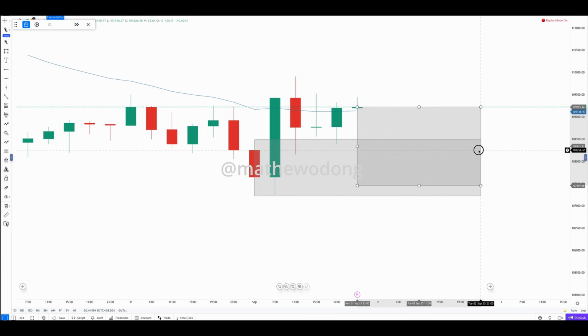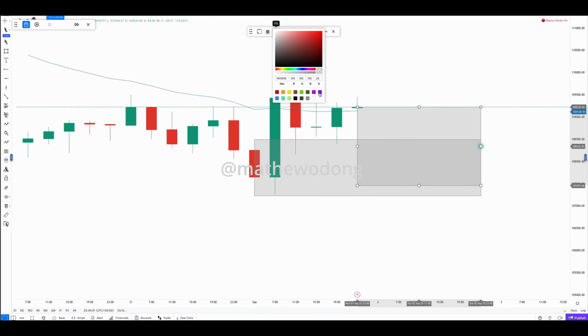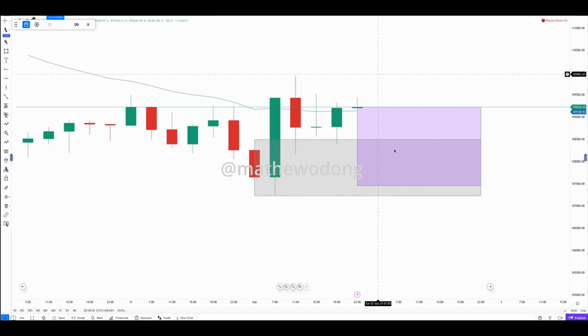So I'll move this forward, and then I will change the color to purple just to distinguish it from the demand. And then, yeah, we'll make it lighter, something like this. So now on the 4-hour chart, this is our tradable zone.